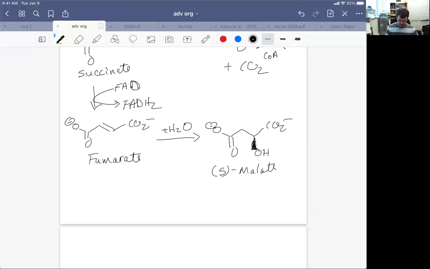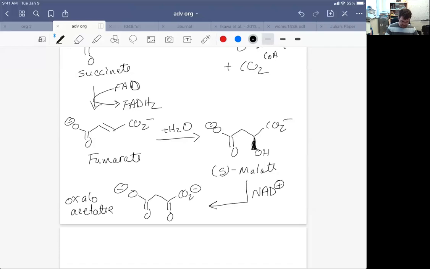But then that just needs to be oxidized with some NAD+, oxidizing the alcohol into a ketone. And that particular alpha keto acid is the oxaloacetate we started with.